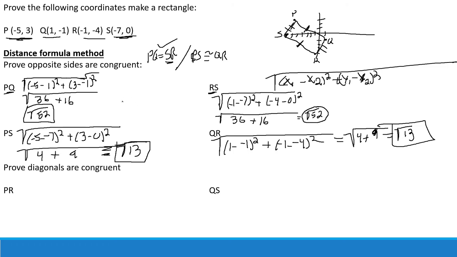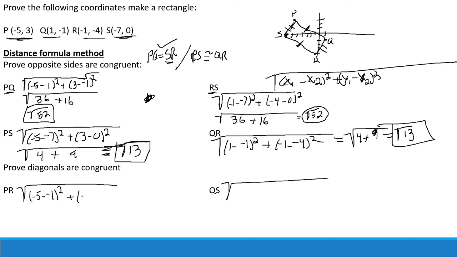So this right here proves that we have a parallelogram, this work right here. And now I need to prove it's a rectangle by proving that the diagonals are congruent. So I'm going to do the same thing with these sets of points down here and hope that they're congruent. So P to R. So S is first. P to R would be -5 and -1.